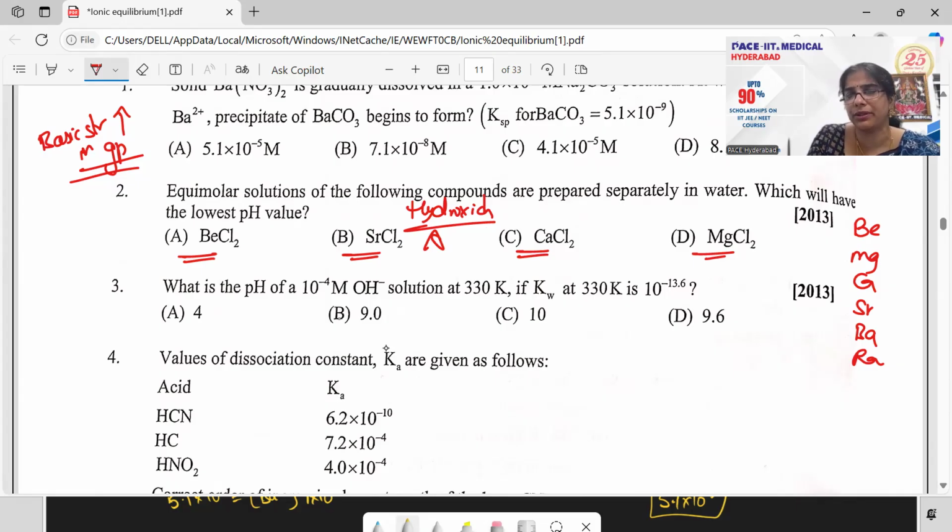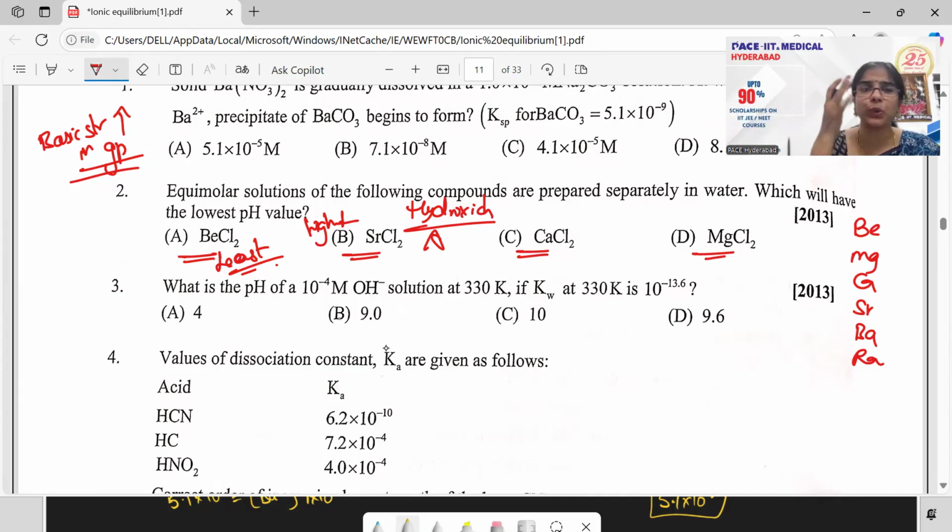Actually radium, we don't talk about radium much because that is a radioactive element that we will not talk about. Barium should be much higher, but we are not given barium. So strontium will be highest. So this will be the highest and barium chloride will be my least, right? Which will have the lowest pH value. This would be the least pH value because least pH value means it is more acidic. Greater pH value, it is more basic.